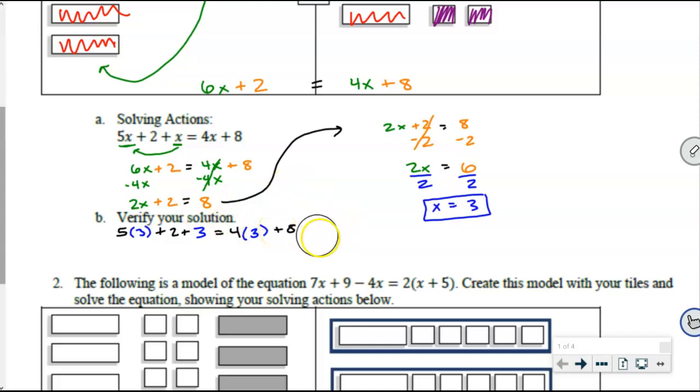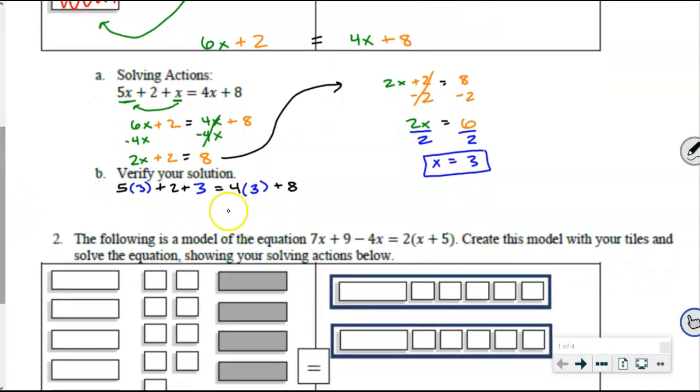And again, you can use your calculators. Sometimes I feel like using your calculators might be more work than just doing the math mentally. 5 times 3 is 15, plus 2 plus 3. Is that equal to 4 times 3, which is 12, plus 8? And I can see both of those sides equal 20, so I have verified the solution. It does check out.